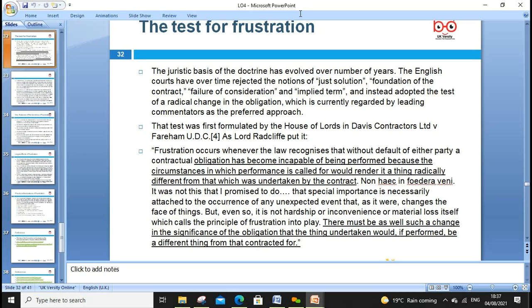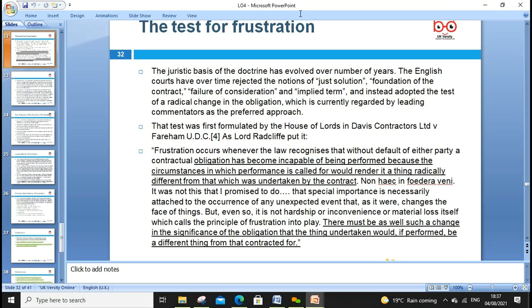And that test we need to use at that time. Is every industry affected, or is it just one industry? This lockdown really affected everyone, so that test can be used, the frustration applies, and the injured party can claim it. That is all about this.